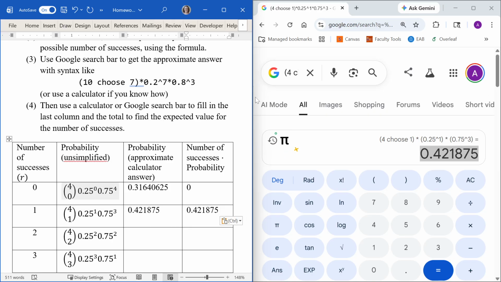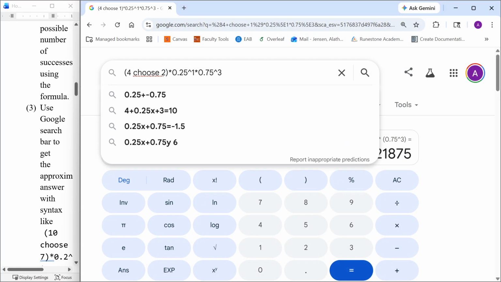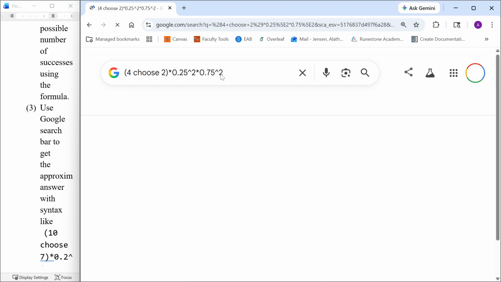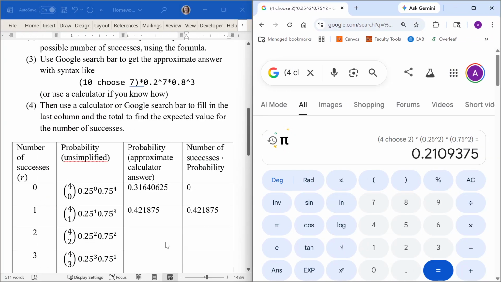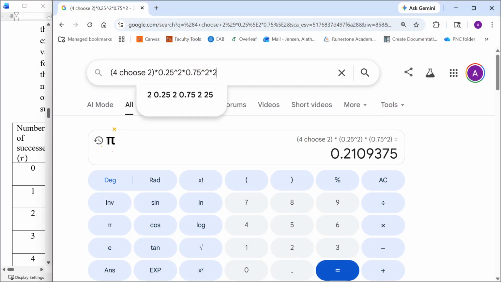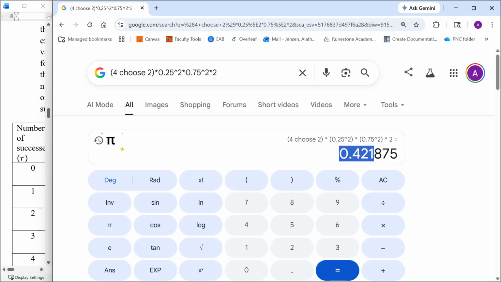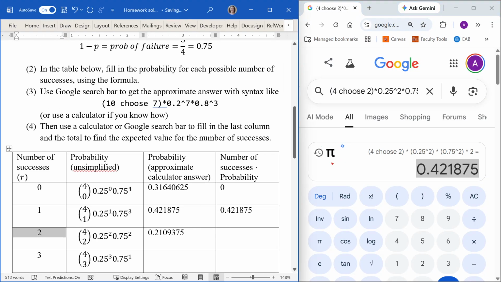Okay, and then the next one I'm going to change to 2 successes, so it'll be 4 choose 2, 0.25 to the 2, 0.75 to the 2. Okay, copy this, and then for the last column now, I do actually have to multiply that by 2. So I'm going to go ahead and put that into the formula here. I'll just multiply it by 2 at the end there. So that's 0.421875. Wait, wasn't that the last answer? Oh yeah, it just happens to be the same as this answer up here. I think it's just a coincidence.